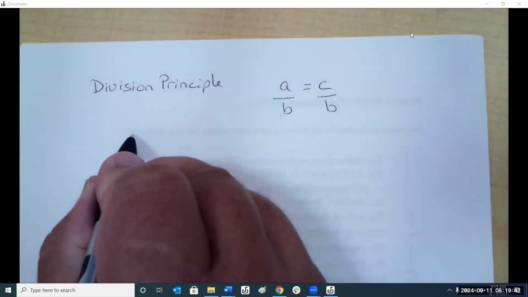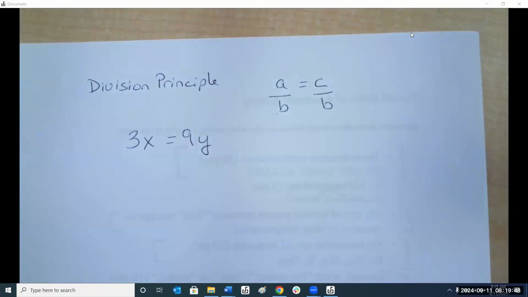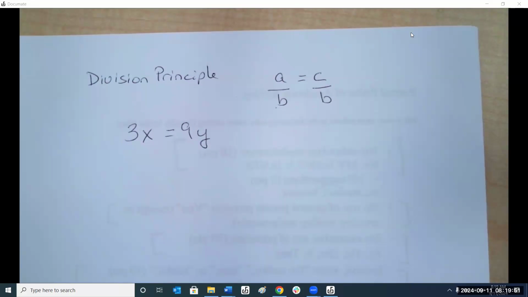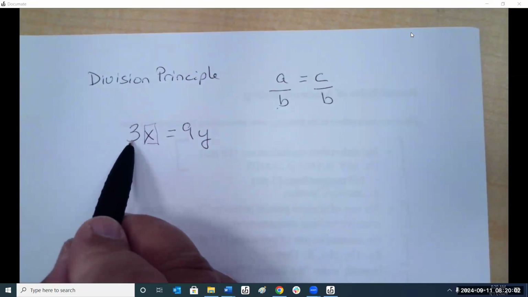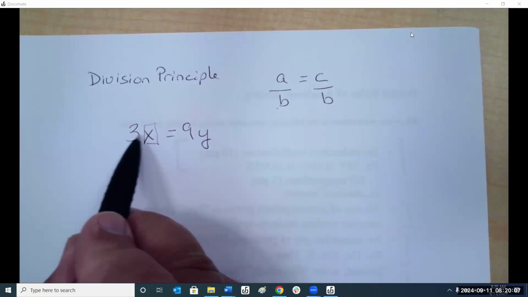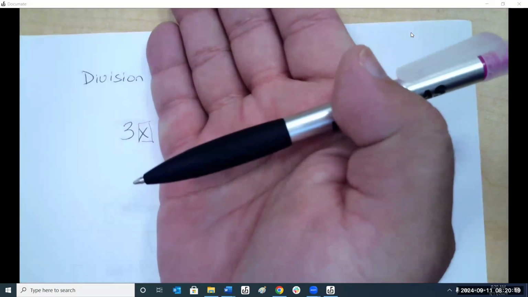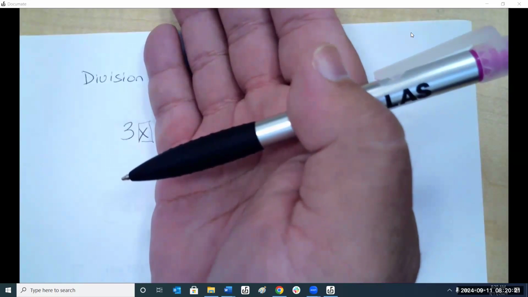Example here. 3x equals 9y. Let's pretend we're solving for x this time. We want to get x by itself. We have to get rid of 3. How is 3 connected to x? Well, these are multiplied. How do we know it's multiplied? This 3 can go into 9. Nope, that's not it. I'm just looking at this side. How do we know that 3 is multiplied to x?